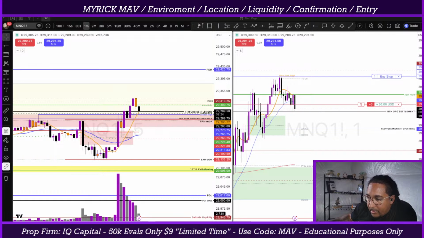Yeah, we're below our 20 simple moving average, below our 8. Looking at the draw on that 200, down here at the 9:30 open. Looking at the 9:30 as the draw.